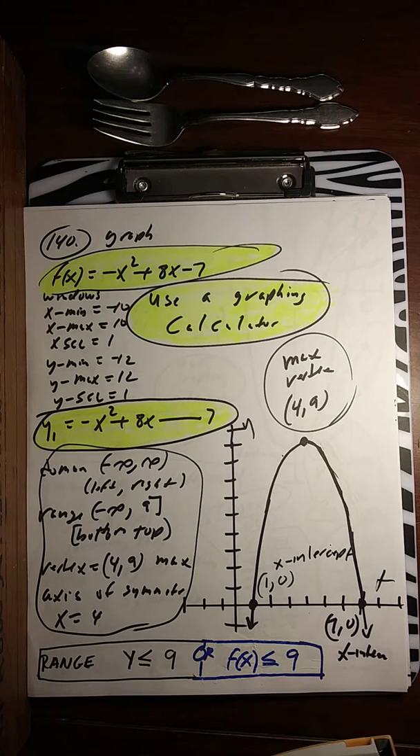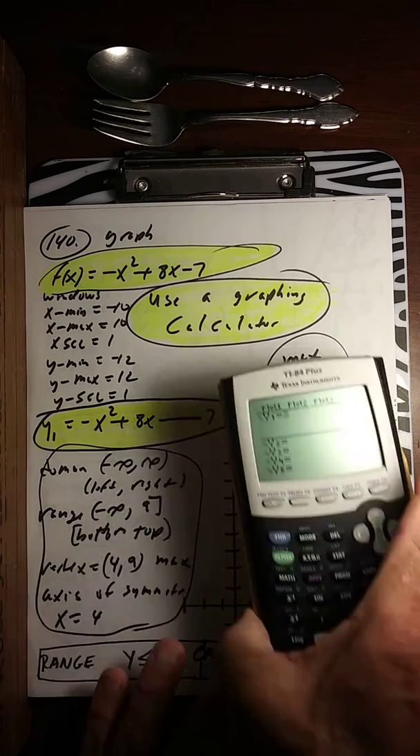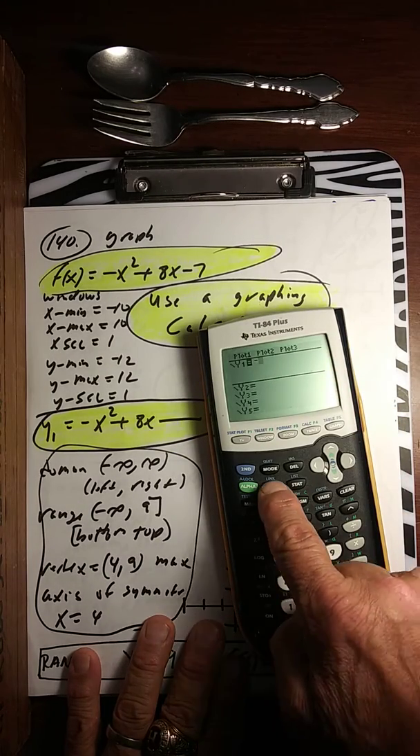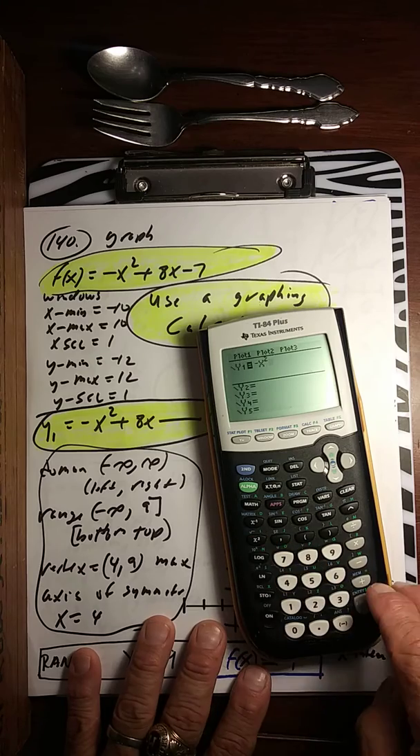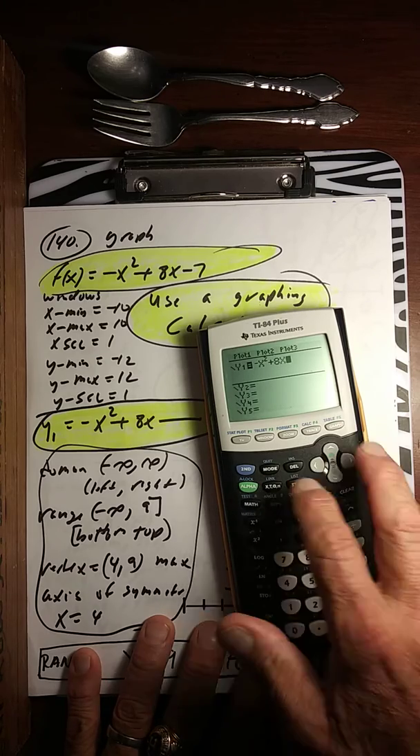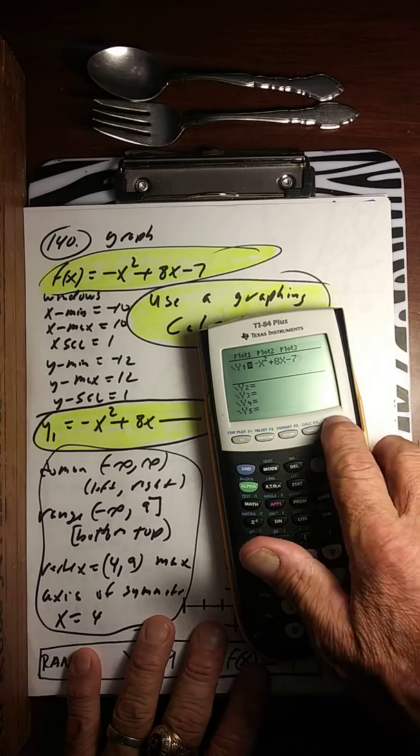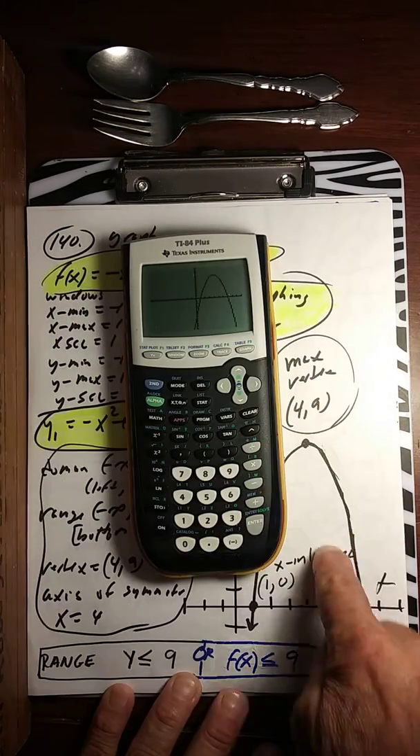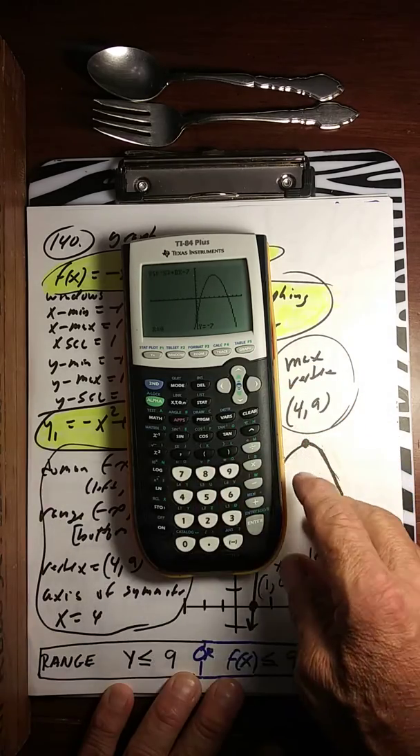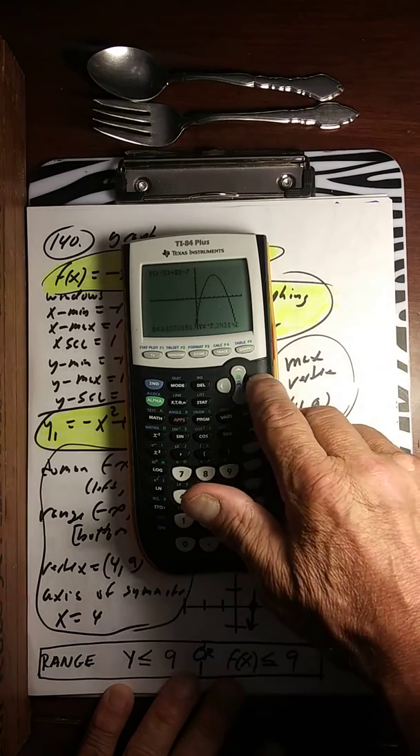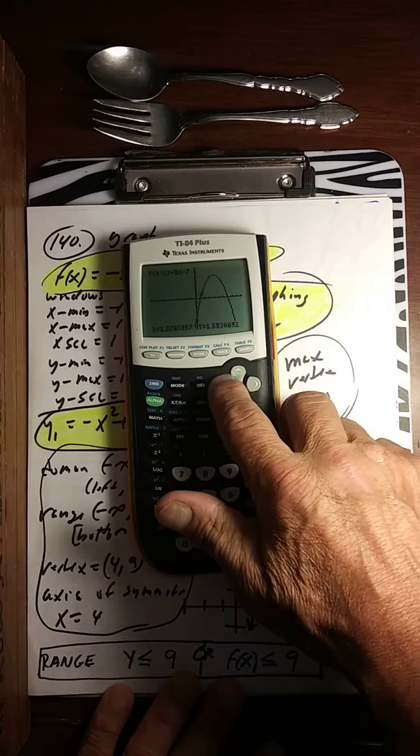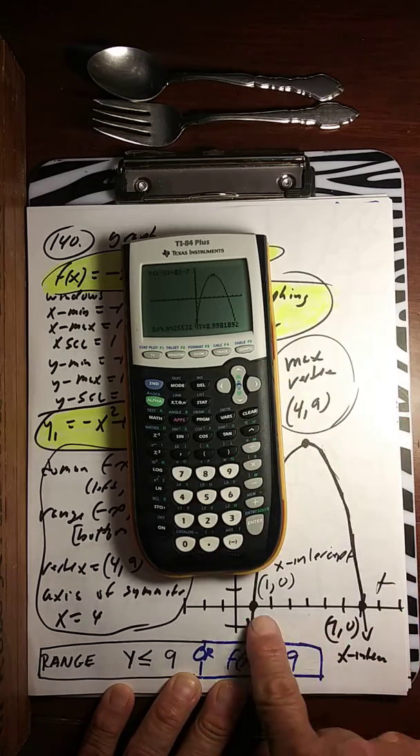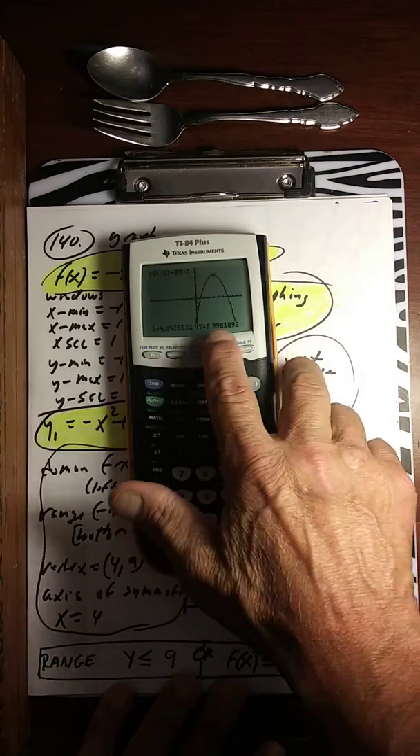F of x equals that. Put it in a calculator, sure. Negative x squared plus 8x minus 7. Hit graph. And there it goes. So it looks like this. Do a trace if you want to find some points on it. Go this way. You can find some more points right there. You can find the vertex up there, pretty close to (4, 9).